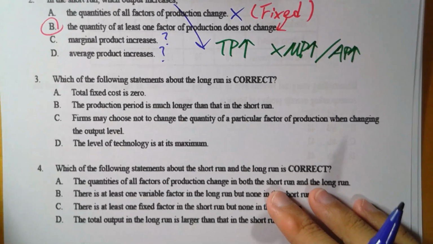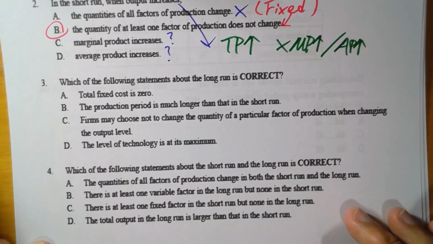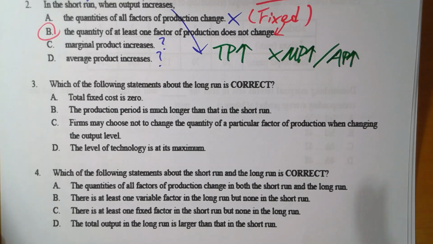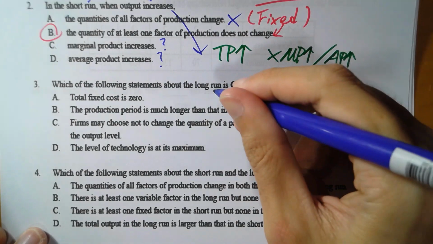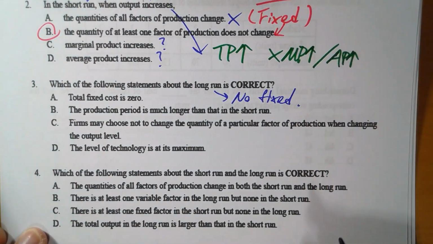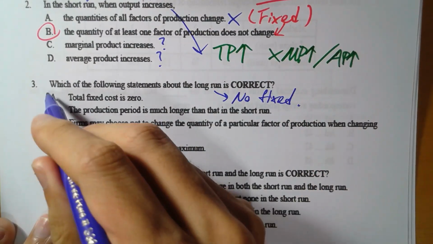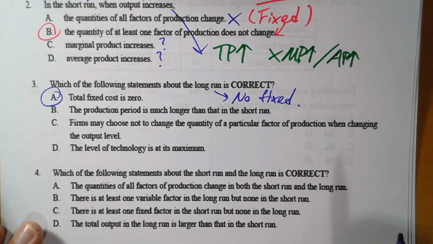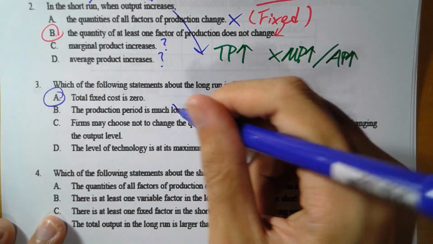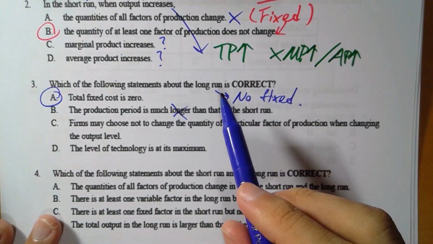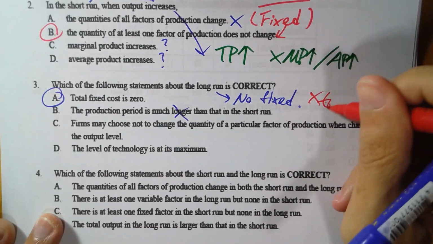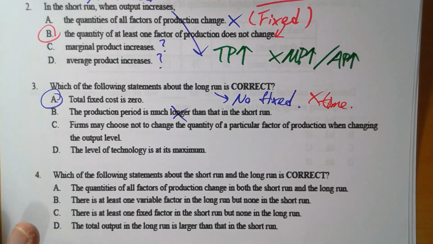Now, next one. 下一個啦。Which of the following statements about the long run is correct? Remember, long run means no fixed factors. 冇嘢 fix 啊。So total fixed cost is 0. I think this is the answer, obviously. Now, production period longer. Remember, when we talk about long run and short run, it has nothing to do with time. We are not talking about time.